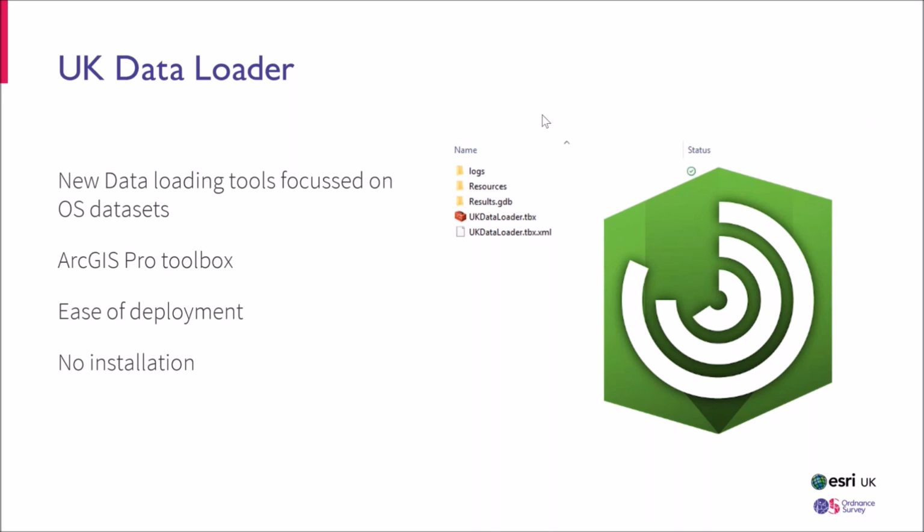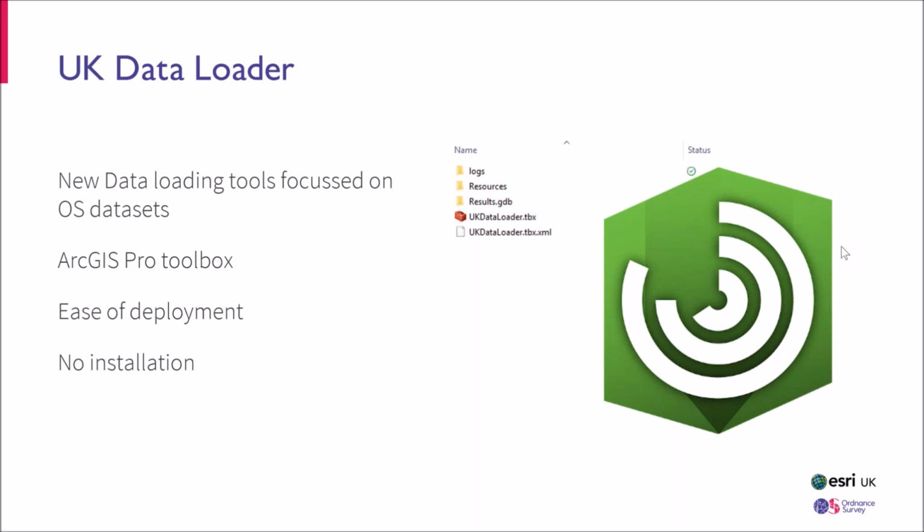Okay, so I'm just going to talk very quickly about the UK data loader and what it is. As hopefully the majority of you are aware, particularly the ones who use Productivity Suite, that is being retired at the end of this year, and we've replaced the data loading functions of that with the UK data loader. It's been rewritten in ArcGIS Pro, and it takes advantage of the data interoperability extension, which I'll come to in just a moment. What we've done is we've built it to focus on OS data sets at this point in time. So it's OS Highways, AddressBase, VML, and the MasterMap Topography Layer.